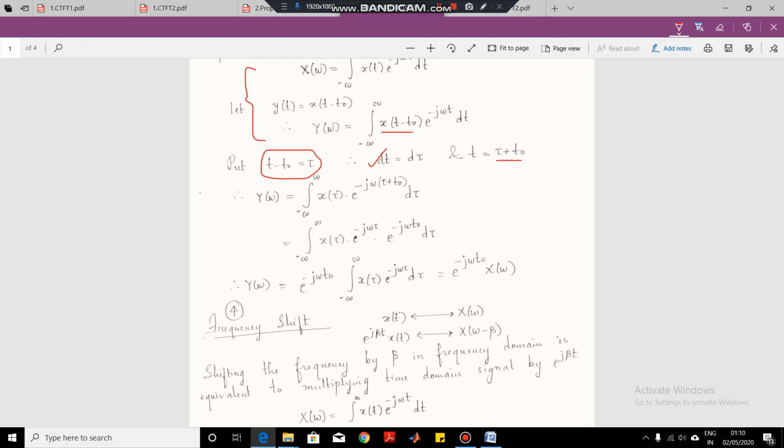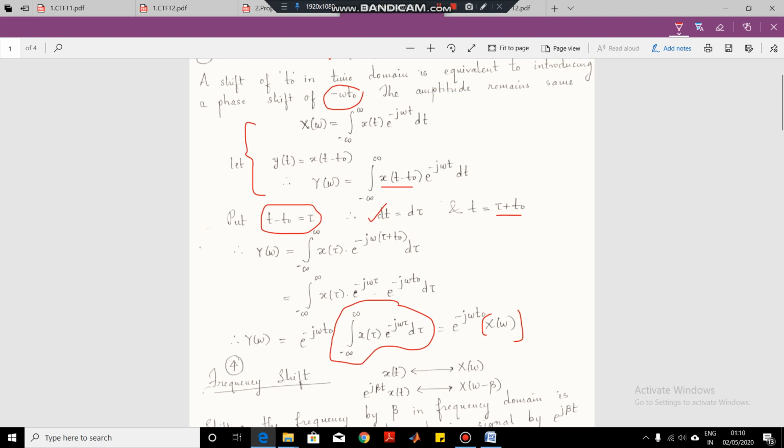When you see this equation, it is nothing but X of omega, that is the Fourier transform. So this is how, when you shift the signal in the time domain, you get the frequency spectrum multiplied by the e raised to minus j omega t0 term, which is nothing but the phase shift of the signal. Whenever you multiply the Fourier transform with an exponential term, there occurs a phase shift of those frequency components in the frequency domain.